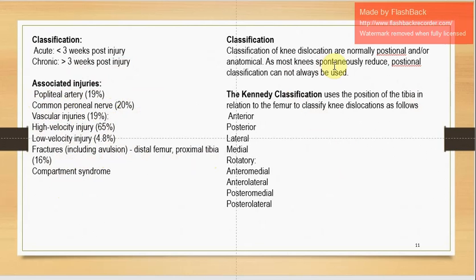Also, classification of knee dislocation is normally positional or anatomical. So as most knees spontaneously reduce, positional classification cannot always be used. There is a classification called the Kennedy classification. It uses the position of the tibia in relation to the femur, like anterior, posterior, lateral, medial, rotatory, and the rotatory can be divided into anteromedial, anterolateral, posteromedial, and posterolateral.